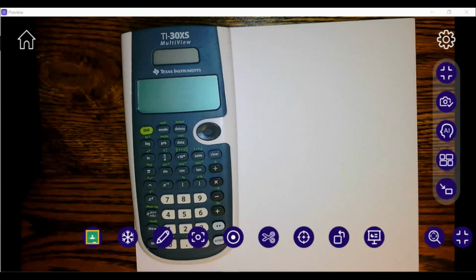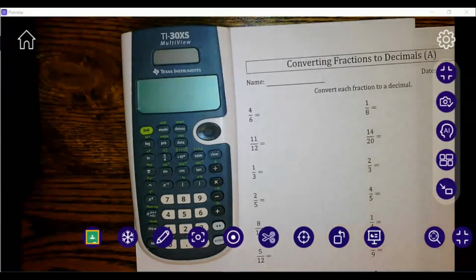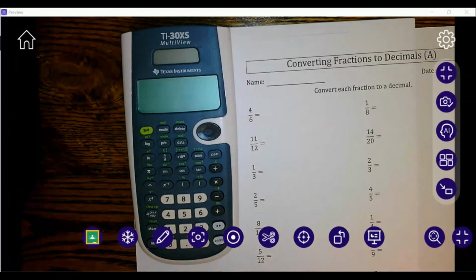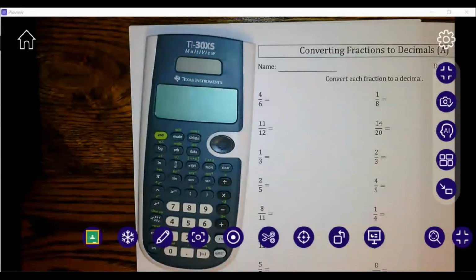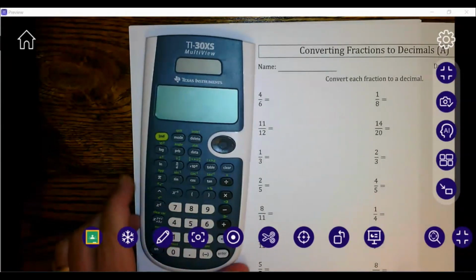Right, so you should have a sheet that says converting fractions to decimals, A. Okay, so it should look like that. All right. We've talked about it before.